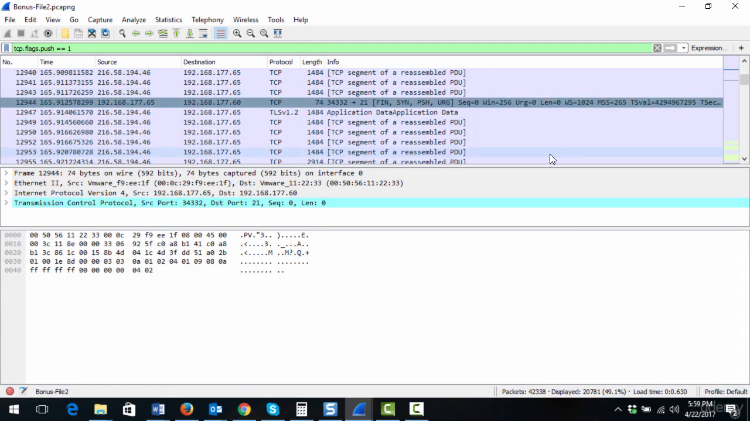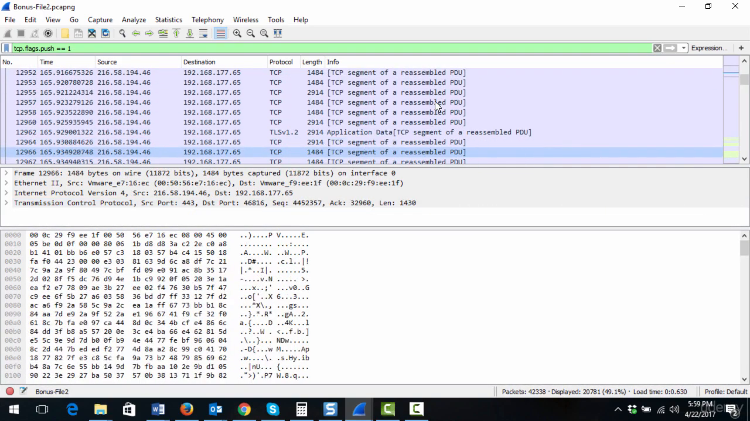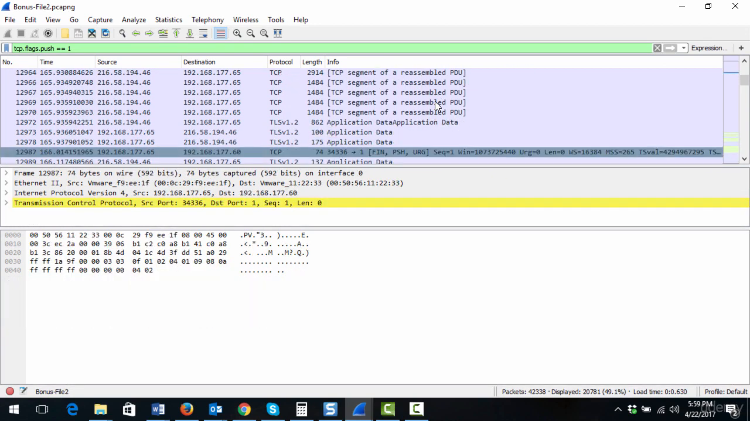Remember, a FIN is a normal close. A SYN, or synchronize, is a normal open. So I've got an open and a close. Also, I've got data, and I've got the urgent pointer set. This, in fact, here at 12944, is a crafted packet. So that would be something to investigate to see if the crafted packet got any data back.